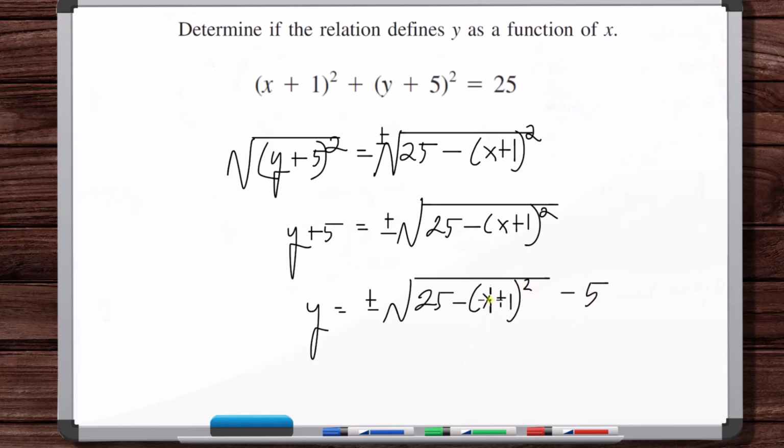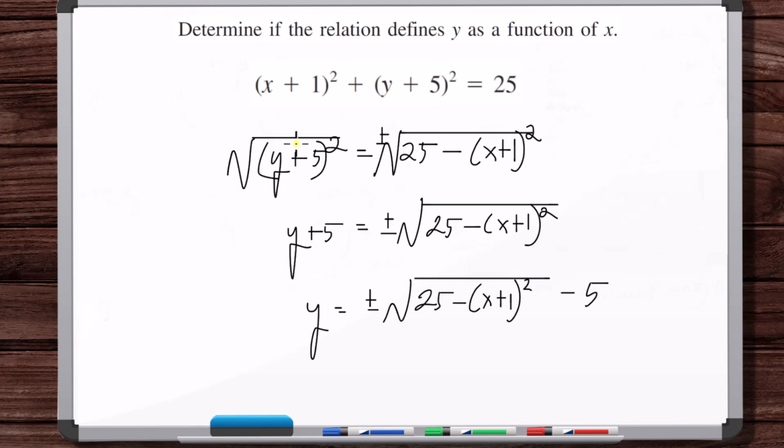Okay, so we can't just input any x because what's under the radical here can't be negative, but it doesn't matter. For any x value that keeps this positive or 0, we're going to have two values. It's not going to be for any x input. There's not going to be just one and only one output for y. So no, this is not a function.